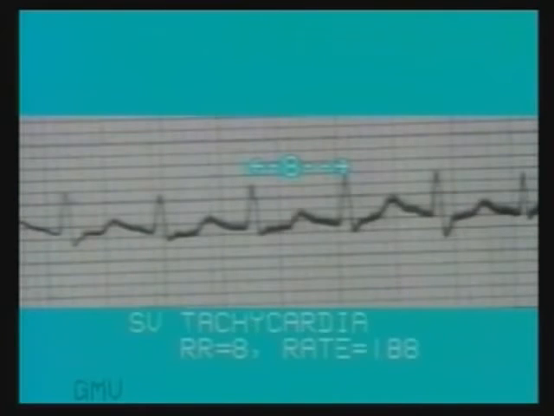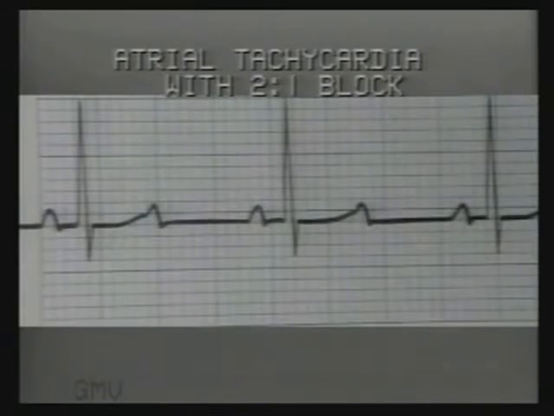But often, the AV node may not be able to pass down the impulses to the ventricles so rapidly, and then it starts passing down every second or every third impulse. This is termed as 2 to 1 block or 3 to 1 block. In this ECG, you will immediately note that there are many more P waves than QRS complexes. Count them. Every second P wave is followed by a QRS complex.